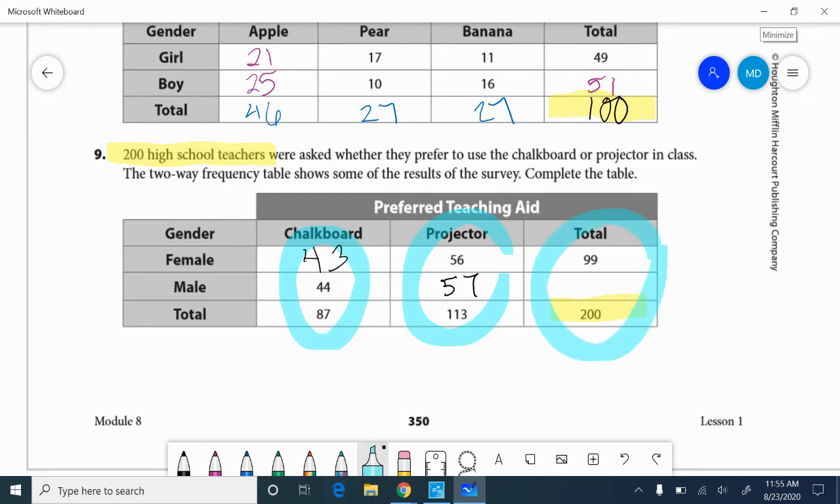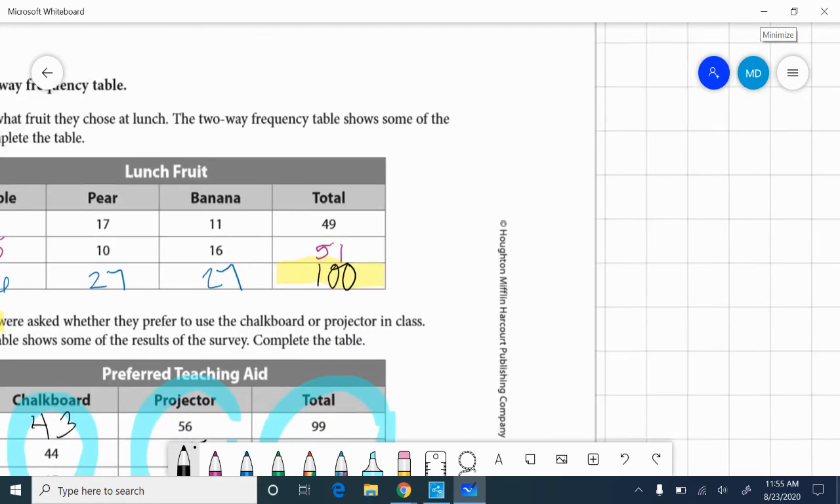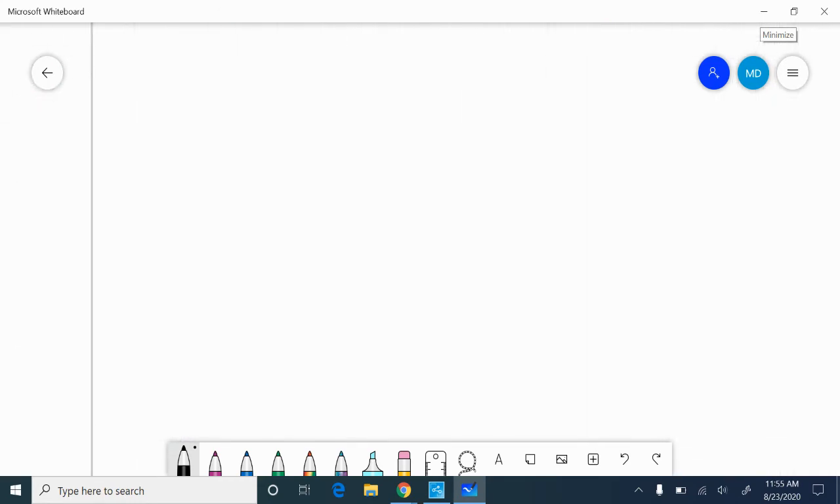And our last one here. 99 plus some number equals 200. That some number has to be 101. Okay, so that wasn't the only way to do that problem, but it was one way. And now we're going to look at the last page, which is 351.